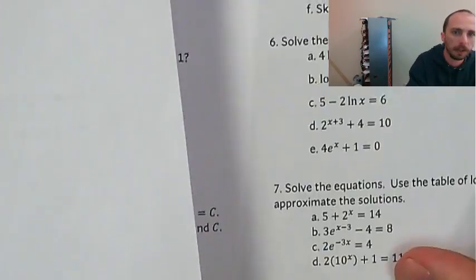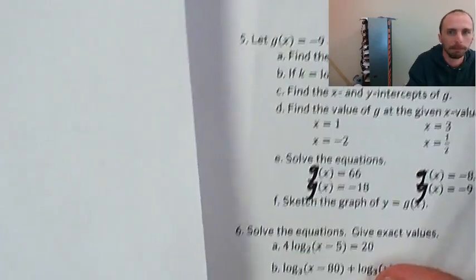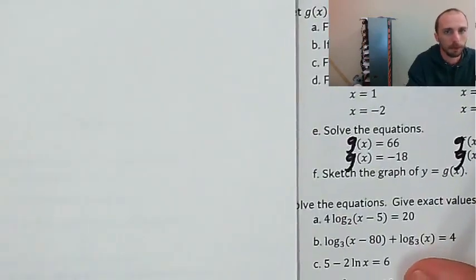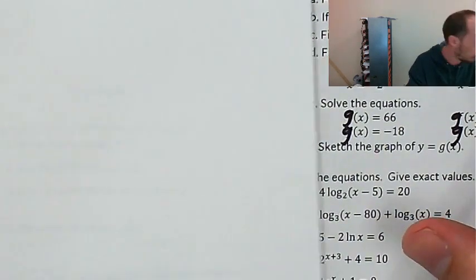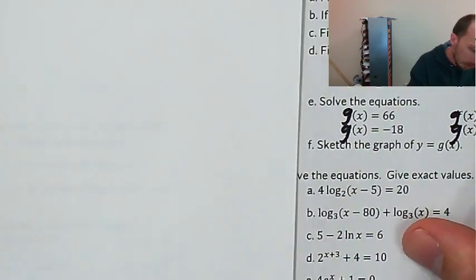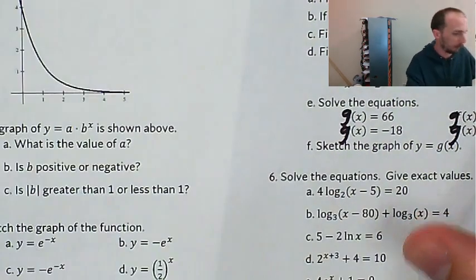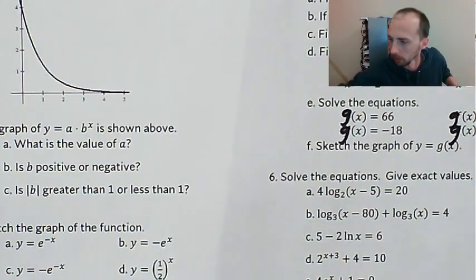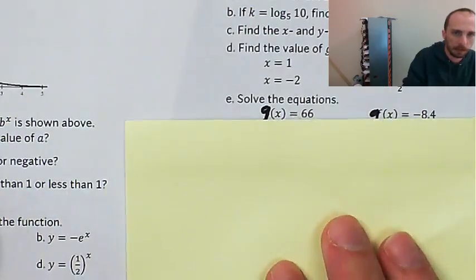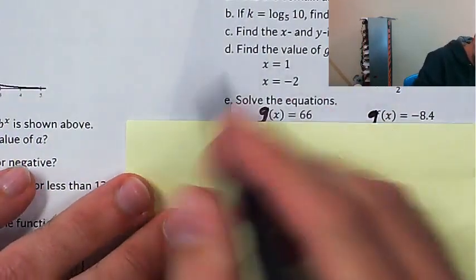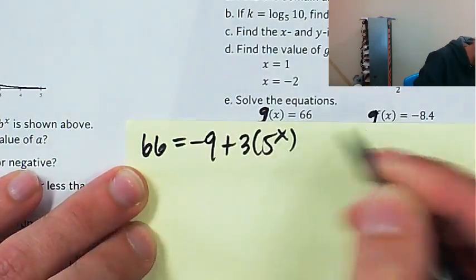So number 6 is going to be, wait, I didn't, man, hope you can forgive me. I guess I'll make the video chapters so that it's a little more clear what I'm doing. All right, so solve the equations. g equals 66. I'm going to just use post-it notes for this, I think. All right, if g equals 66, that's going to be 66 equaling negative 9 plus 3 times 5 to the x.